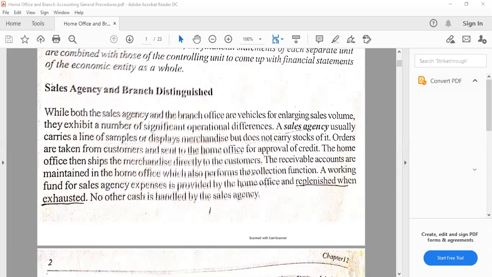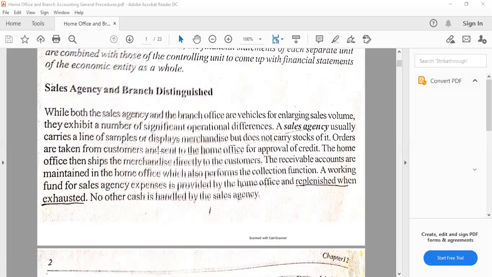Let's just assume that it is not a setup for the organization to deliver directly to the customer. That's one example. Another thing is that a sales agency may carry or keep samples of the products or display the merchandise, but does not carry stocks of it. So there are no available inventories kept, no balances of them in the warehouse of the sales agency.